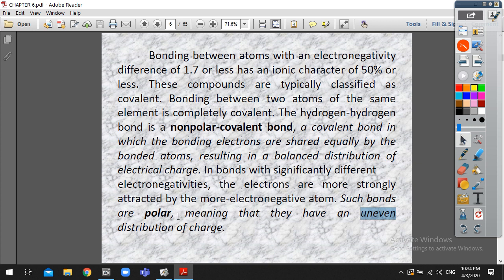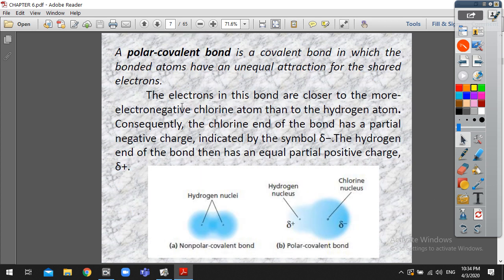So you can easily understand by that, or you can check the electronegativity of the atoms. Here also is the covalent bond that I told you about, a covalent bond in which the bonded atoms have an unequal attraction. It means that one of them can be bigger, one of them is smaller, and the difference must be bigger than 0.3. There's a figure for your understanding of the difference between nonpolar and polar.